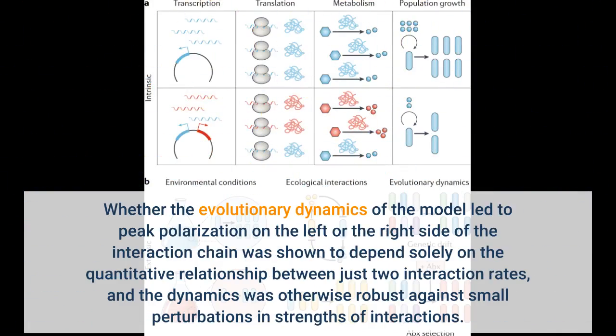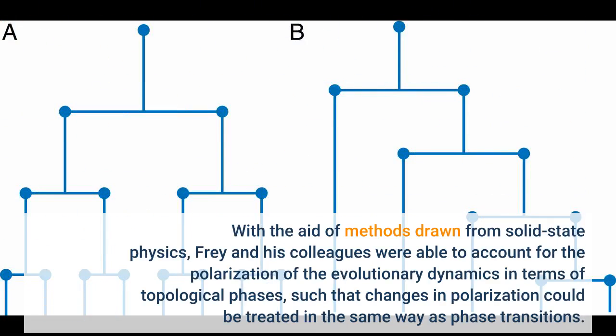Whether the evolutionary dynamics of the model led to peak polarization on the left or the right side of the interaction chain was shown to depend solely on the quantitative relationship between just two interaction rates, and the dynamics was otherwise robust against small perturbations in strength. With the aid of methods drawn from solid-state physics, Frey and his colleagues were able to account for the polarization of the evolutionary dynamics in terms of topological phases, such that changes in polarization could be treated in the same way as phase transitions.